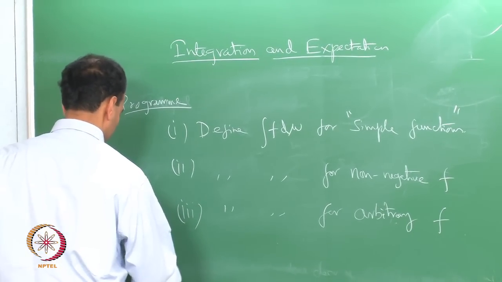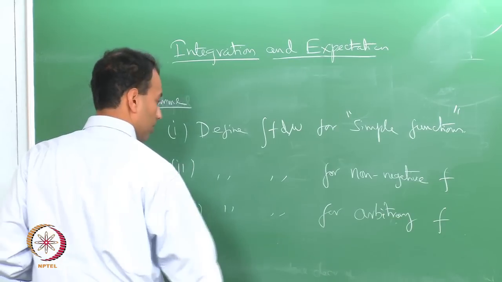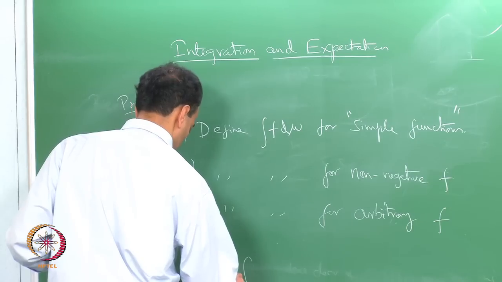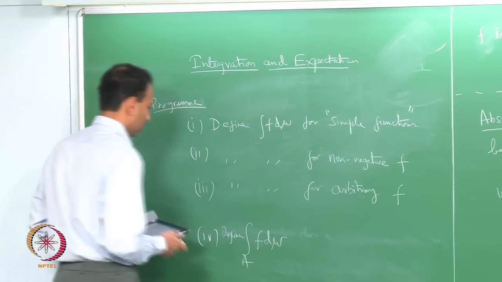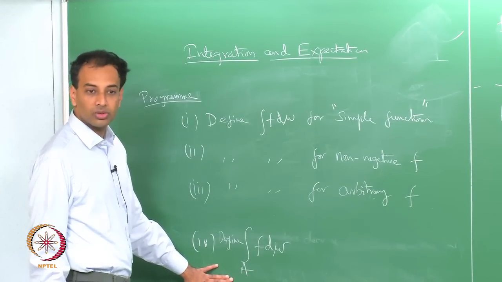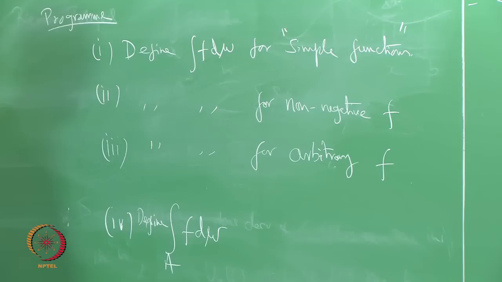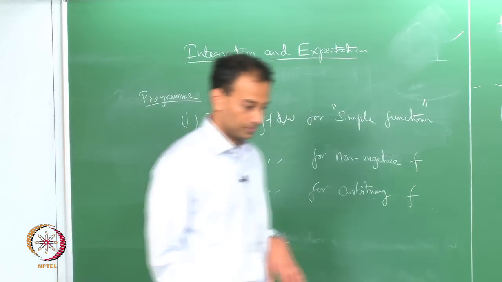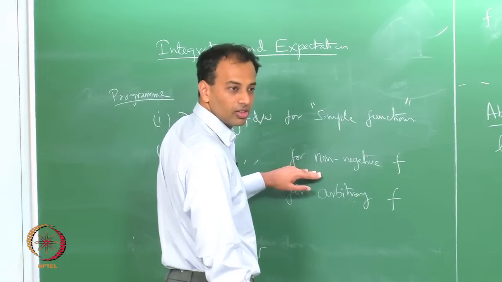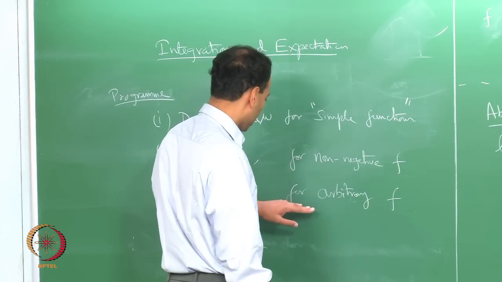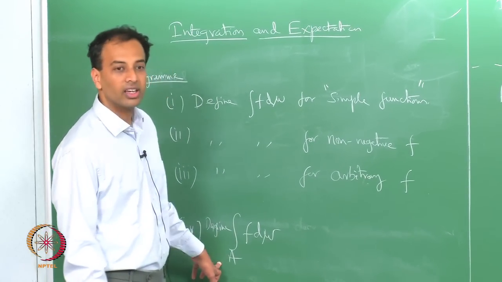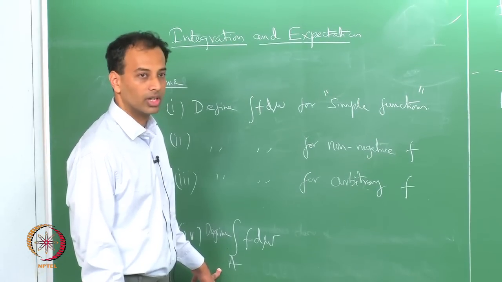Then finally we will define integral over A f d mu. Once we have defined integral f d mu over the whole space, we will finally define integral over A f d mu, okay. This is the program we will follow. First for simple functions, then for non-negative f, not necessarily simple, then we will define it for arbitrary functions, not necessarily non-negative, then finally we will define integral over A f d mu. Okay.